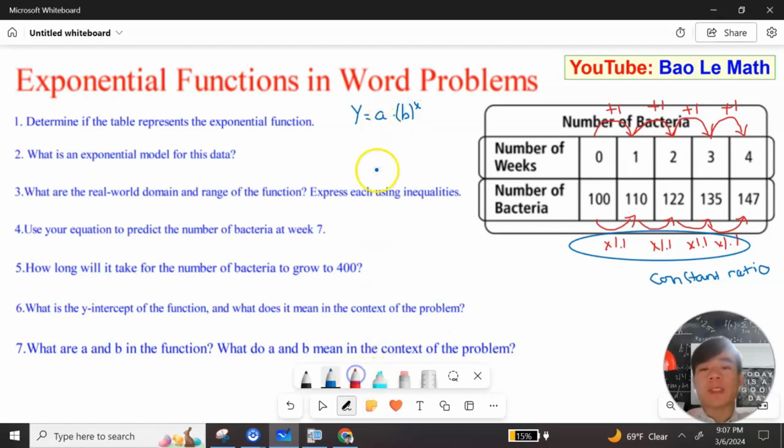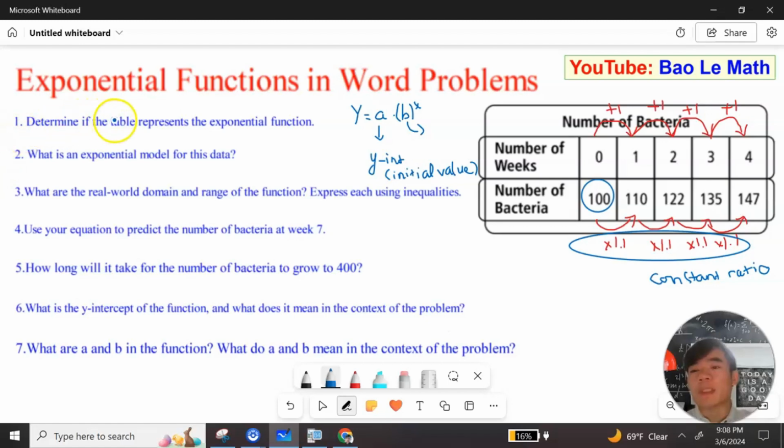Here, a is called the y-intercept, or initial value. The y-intercept is where x equals 0. So whenever we see x equals 0, that's the y-intercept. Here's the y-intercept right here, because x equals 0. And b is the constant ratio, which we got right here, 1.1. And we just substitute into this equation and we get the answer.